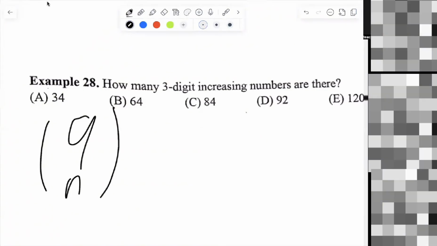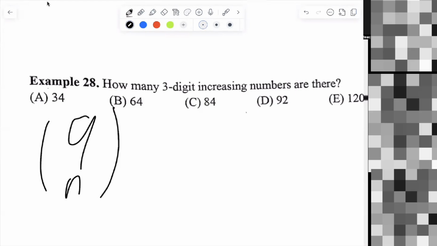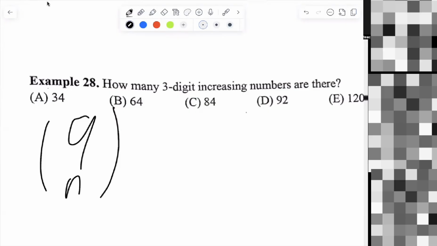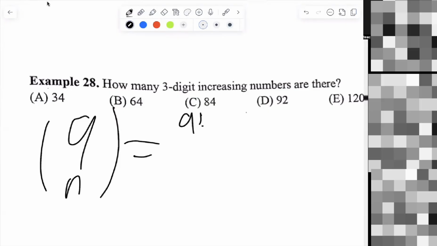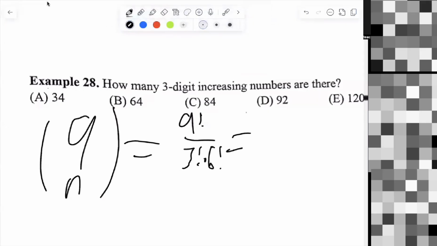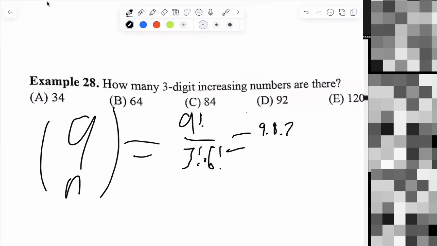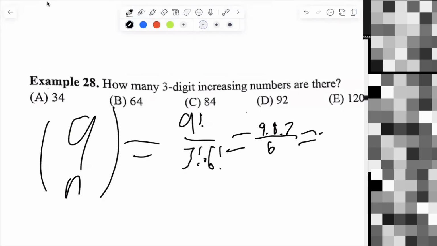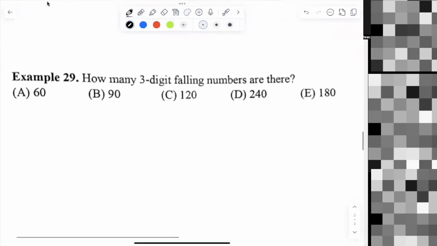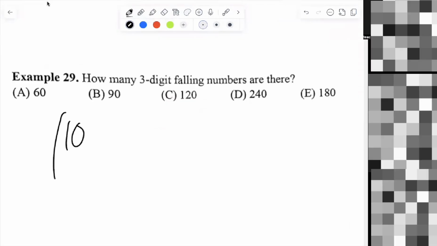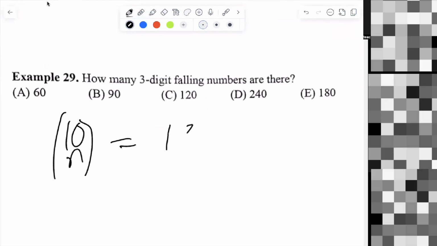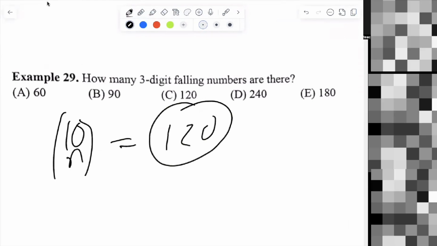So let's start. How many 3-digit increasing numbers are there? Well, any 3 in this case. You just plug it in. We get 9 choose 3. You use the formula. We get 9 factorial divided by 3 factorial times 6 factorial. You can do 9 times 8 times 7 divided by 6. You get 84, or C. Right? For the decreasing numbers, remember the formula, 10 choose n. In this case, plug in n, we get an answer of 120. Like the last one.